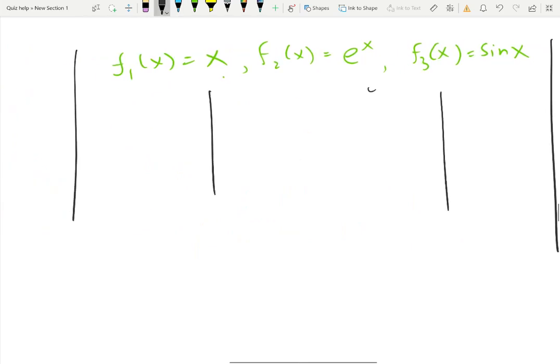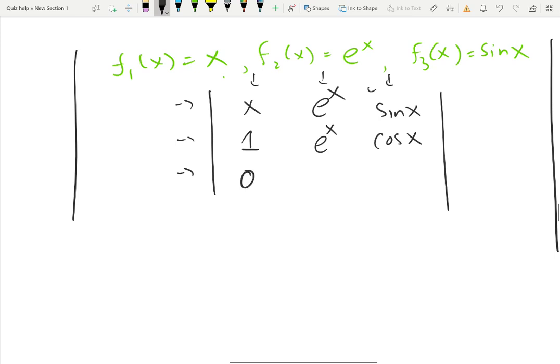Three functions, so three columns, three rows. Here x, e^x, sin x. I put each function in a column. Now take the first derivative. That's the second row, right? The derivative of x is 1. The derivative of e to the x is e to the x. The derivative of sin x is cosine x. Now how about the third row? Guess it. That's the derivative of the row just above you. So the derivative of 1 is 0. The derivative of e to the x is e to the x. The derivative of cosine x is negative sin x.